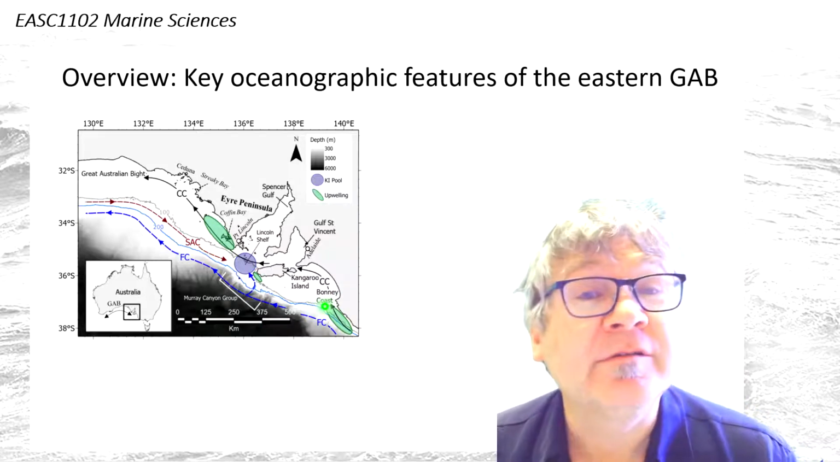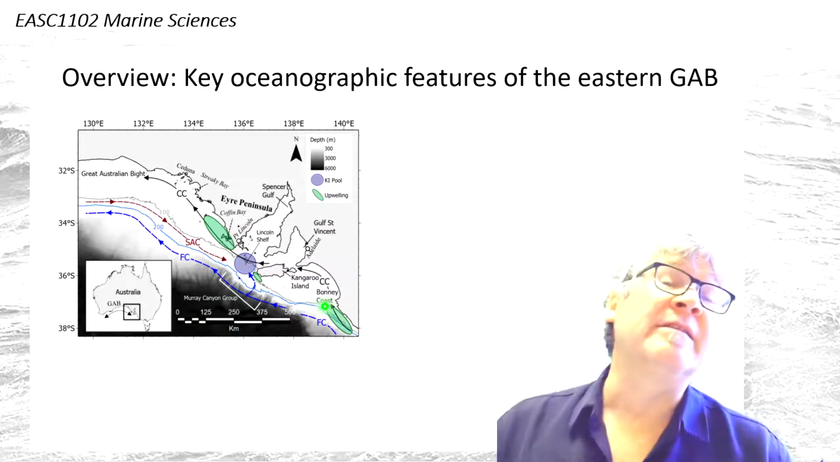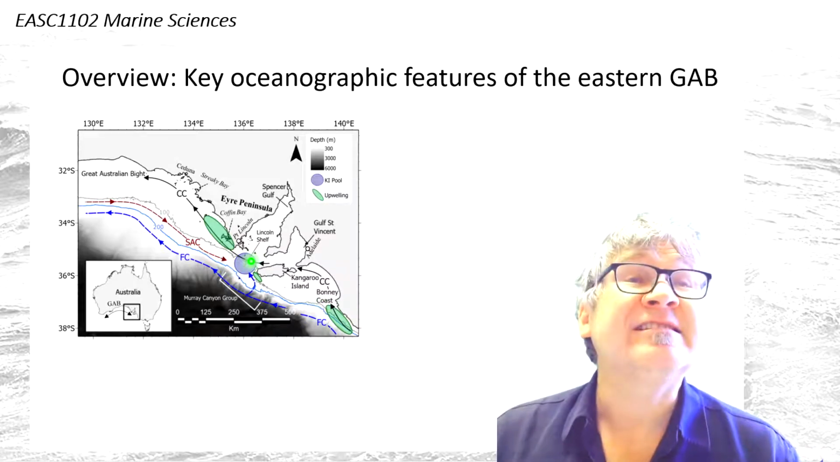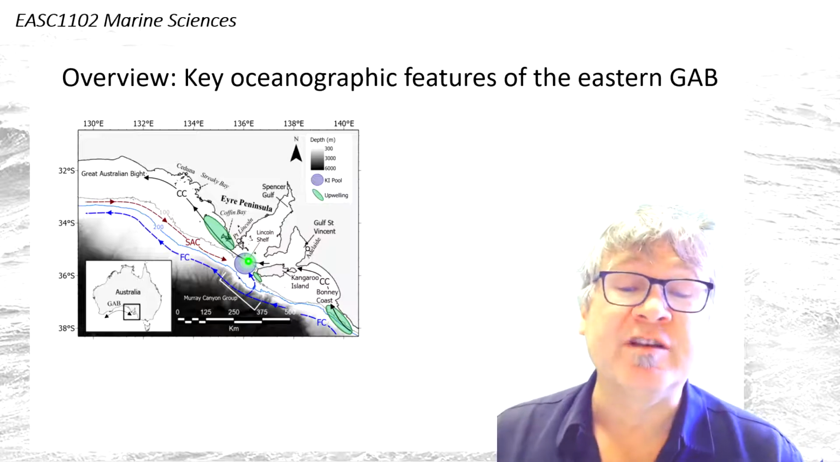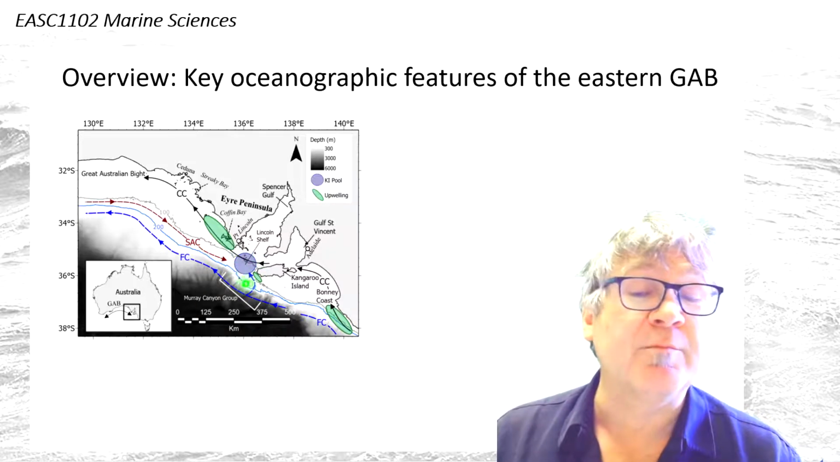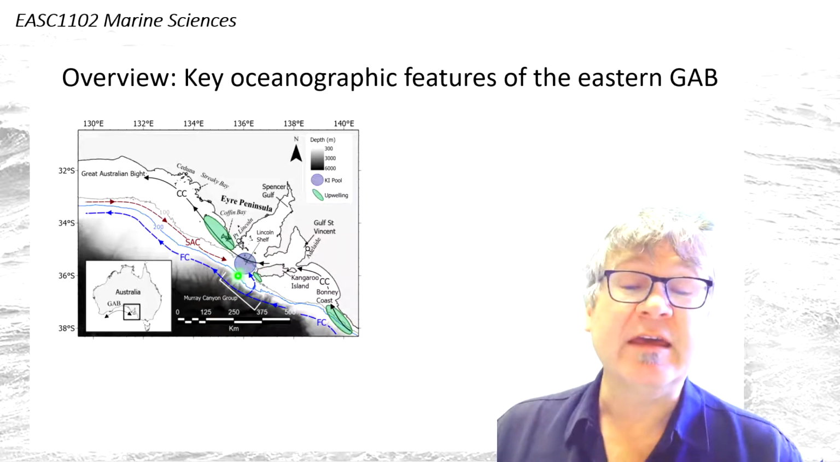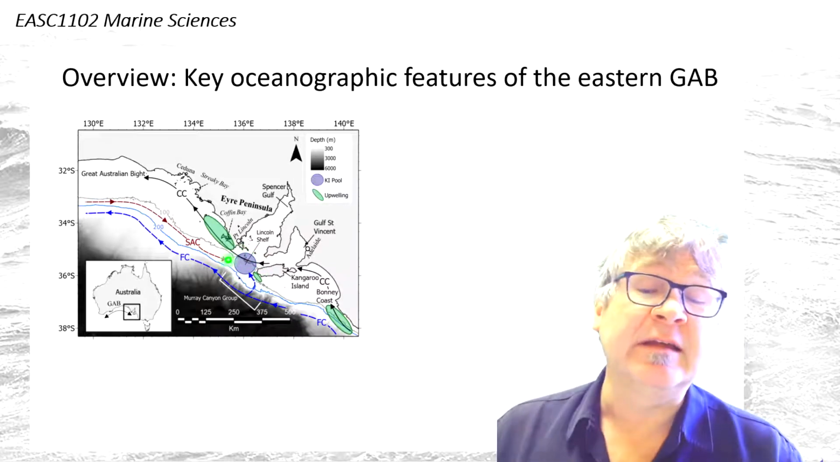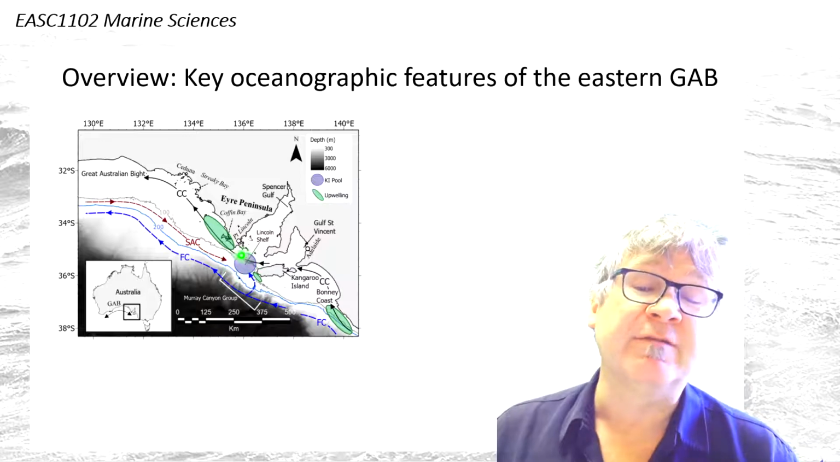The other important feature, and that is discussed in the lecture on the upwelling, is that there is a subsurface pool of nutrient-rich water, which is called the Kangaroo Island Pool. It's shown here. That's where it's located. It's not at the surface. It's a layer that sits on the seafloor.